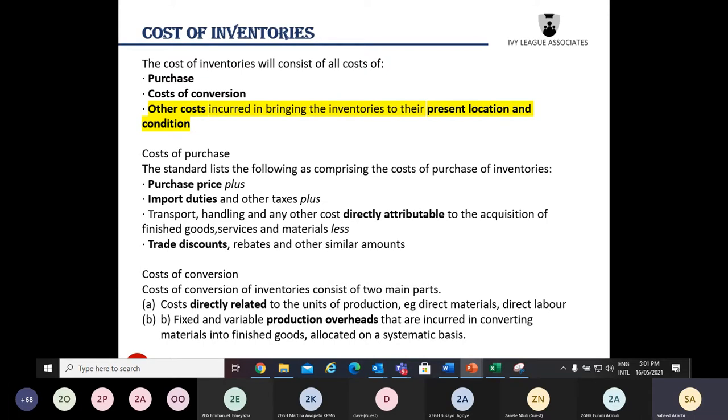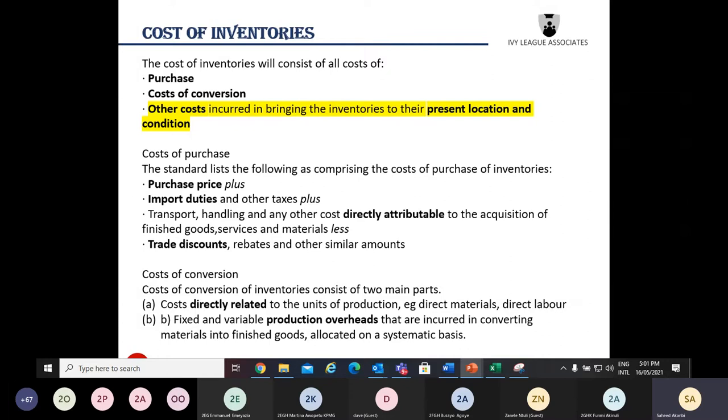So the cost of inventory can be divided into two, looking at it from two different perspectives. Perspective number one, if I'm the manufacturer of the inventory, and perspective number two, if I buy the inventory with an intention to resell. Are you fine with that? Yes, sir. Okay, so let me now break it down.